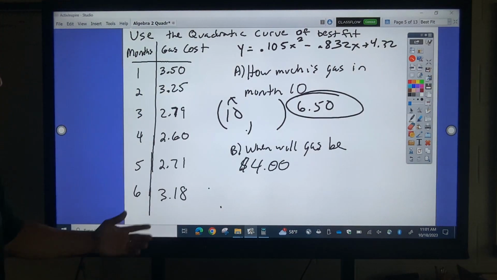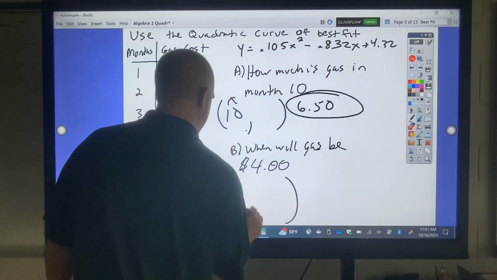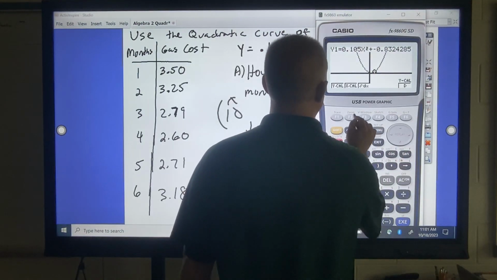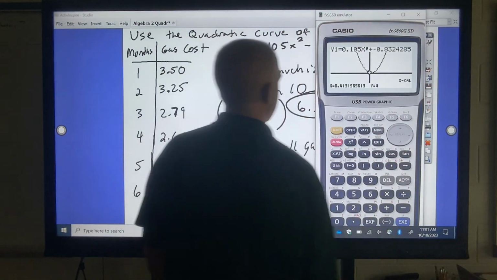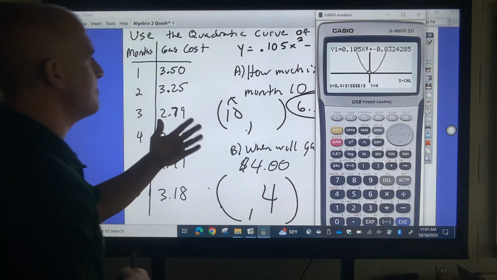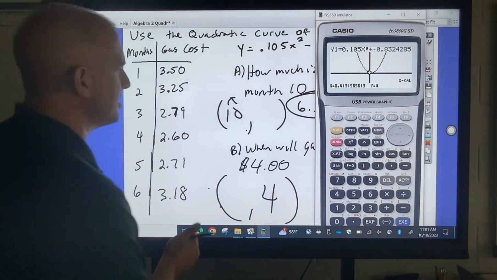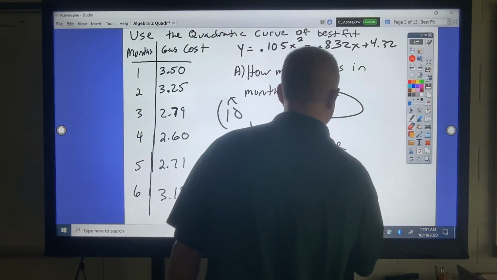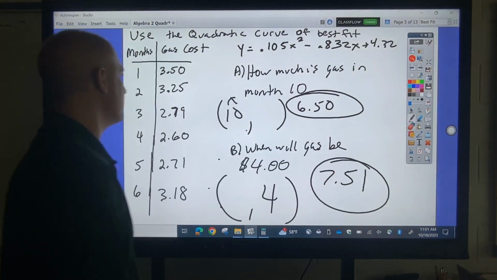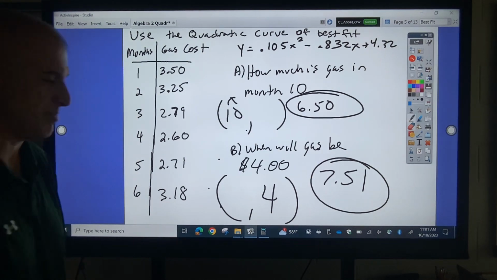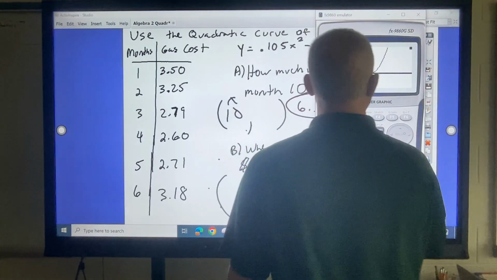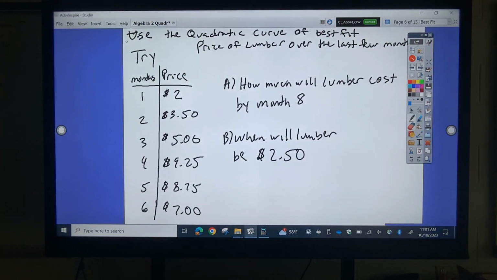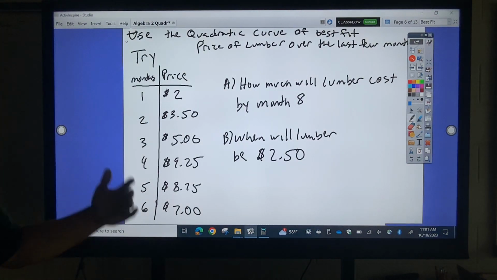okay? When will gas be $4? Well, $4 would be the y, so I'm going to do an x cal. Okay, so at 0.43 months, that's probably not really relevant, or makes a whole lot of sense, but I do that at 7.51 months. That's probably a better answer, okay, because you're not going to start below that. All right, I think that's it. All right, so you guys go ahead and try this one for the price of lumber.